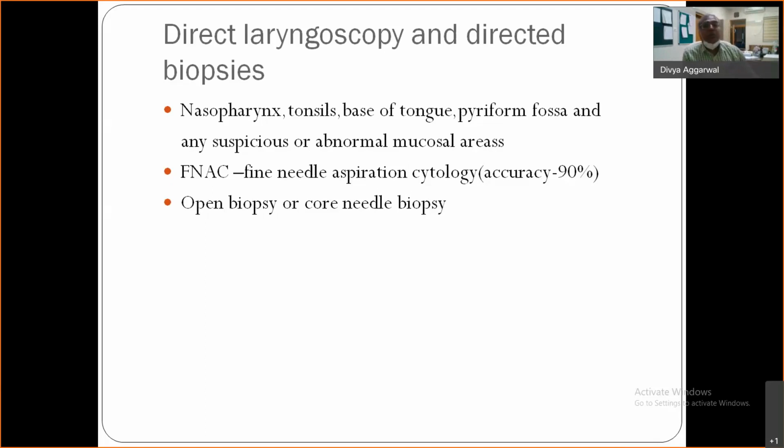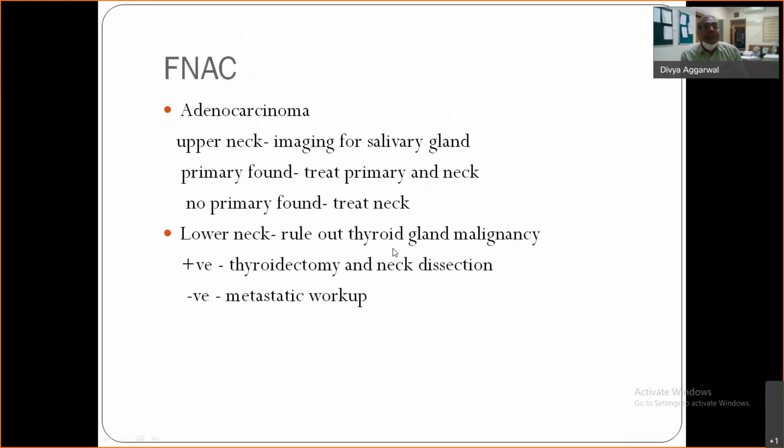Then an FNAC and an open biopsy or a core needle biopsy can be done from these areas, and FNAC is helpful in identifying an adenocarcinoma of the upper neck and lower neck, to rule out thyroid gland malignancy.